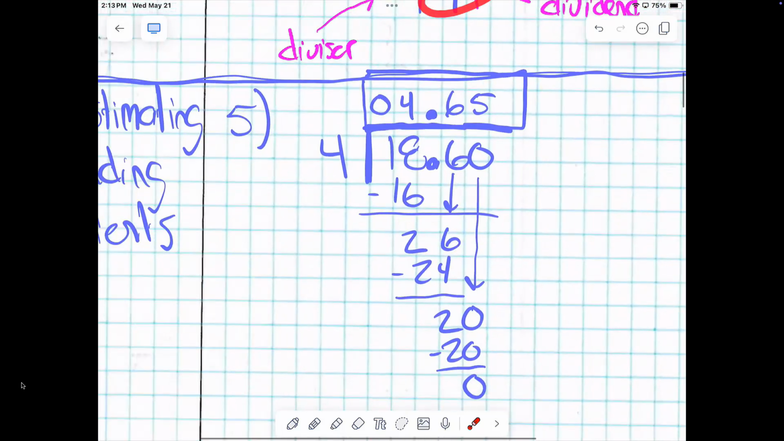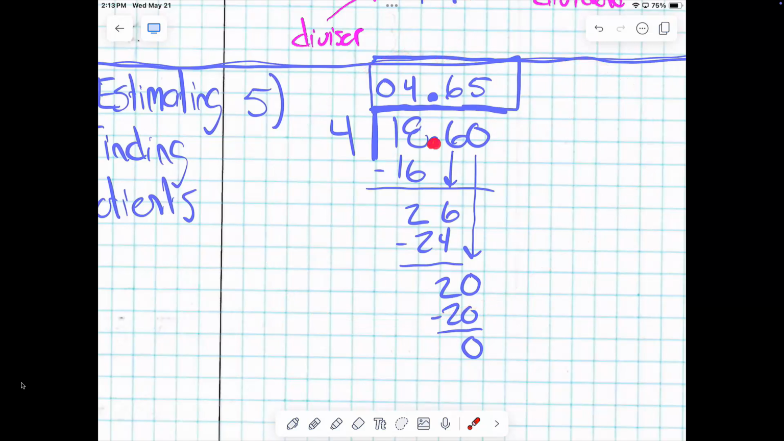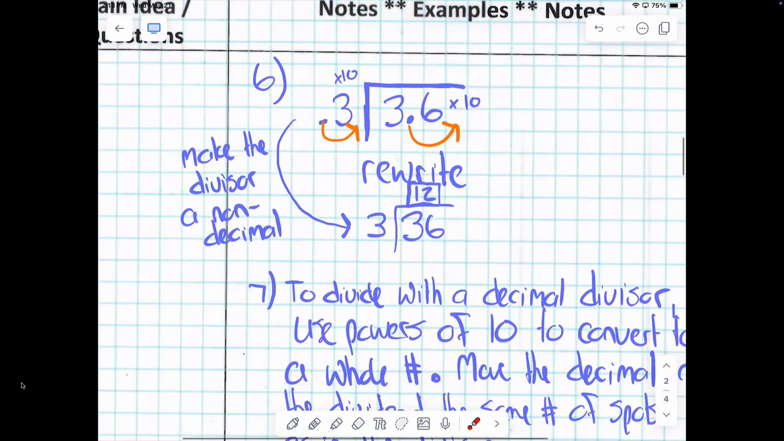Do I need to do anything special with this division problem right here? The only special thing I would say is beyond your regular division, make sure you put your decimal point up, right? But this division problem had a divisor with a decimal in it. Can you divide with a decimal in it? No. We need to get rid of that decimal, right?